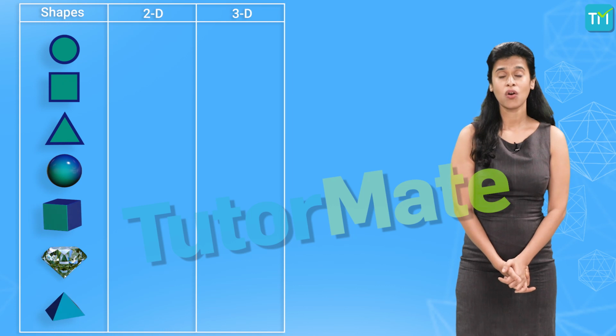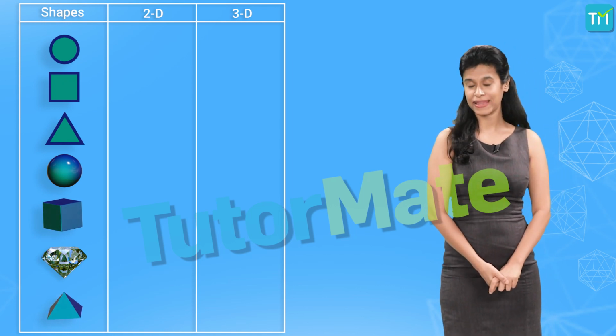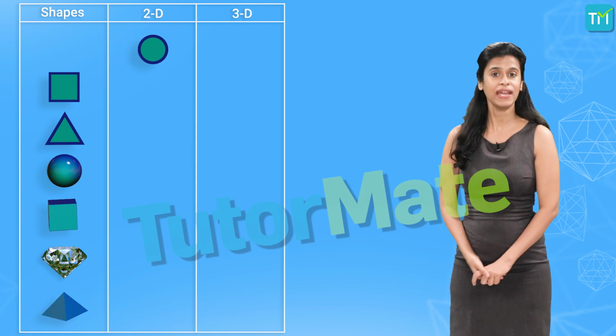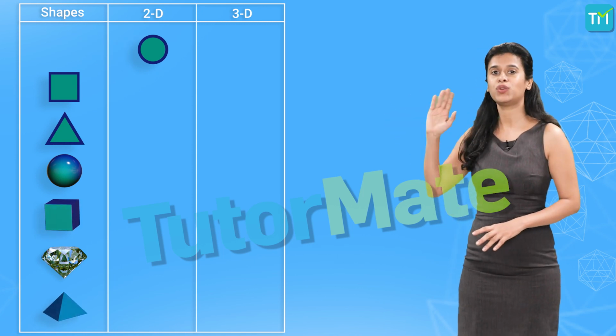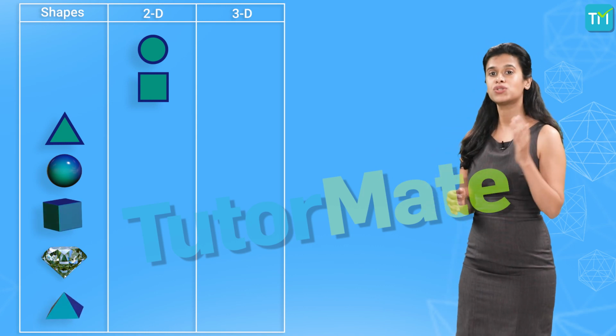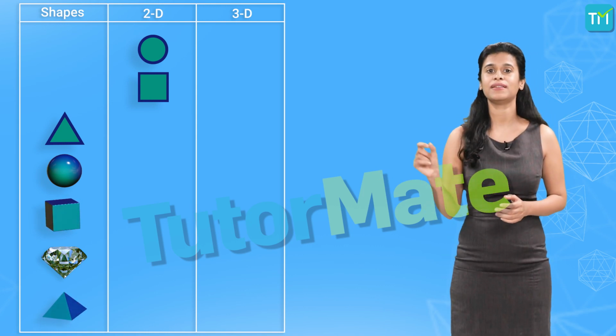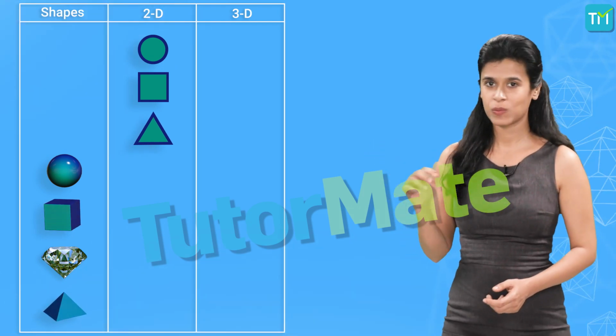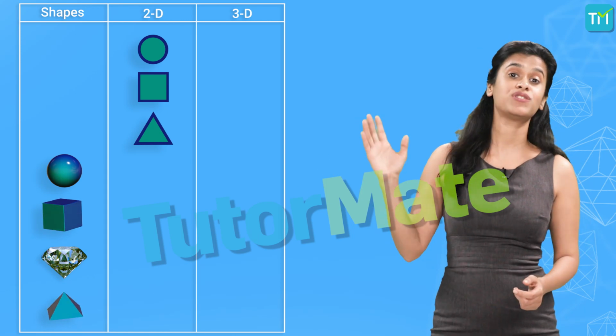It's a 2D or a two-dimensional shape. That means it will go in the 2D column, okay? And there goes the square in 2D as well. We have the triangle following suit, ending up in the 2D column too. Can you see any other 2D shapes? Well, I don't. So let's pick out the 3D shapes.